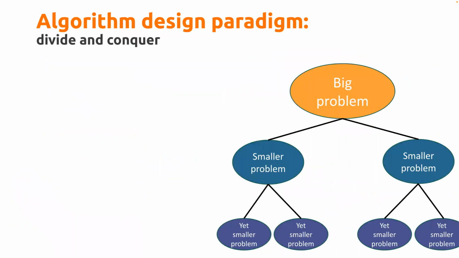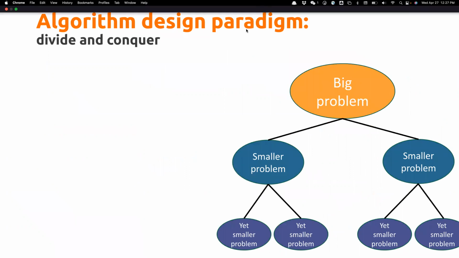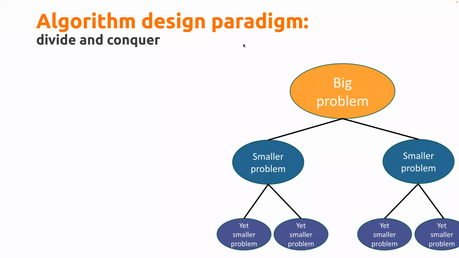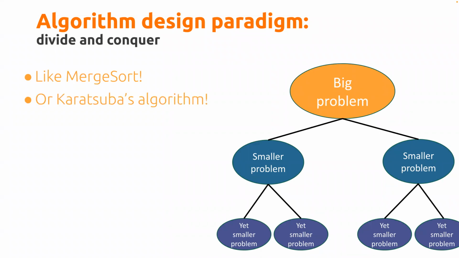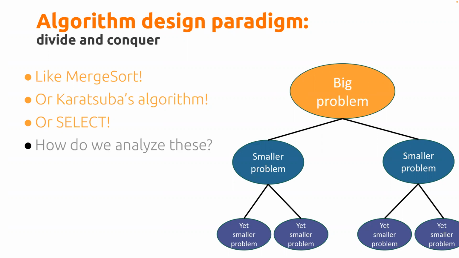All right, so the first design paradigm we were introduced to, if you remember, was called divide and conquer. This is a design paradigm. It is not a single algorithm, it's just a technique for approaching different problems. But we did cover several algorithms like merge sort, Karatsuba's algorithm for multiplication, which was lecture 1, and the select algorithm, so quick select.